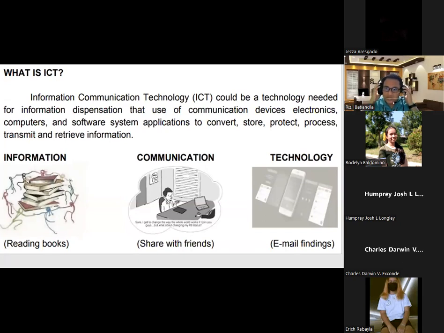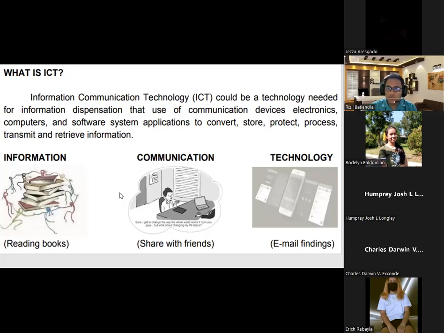Okay, so again, ICT, just like what you have mentioned earlier, information and communications technology could be technology needed for information dispensation, the use of communication devices, such as electronics, computers, software system applications, to convert, store, protect, process, transmit, and retrieve information.